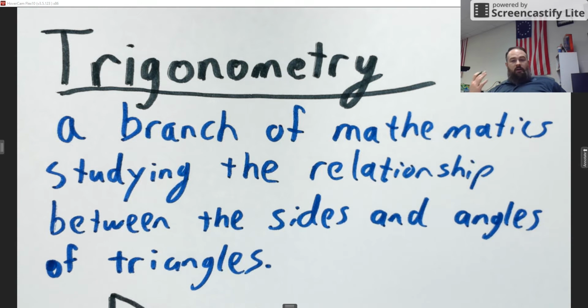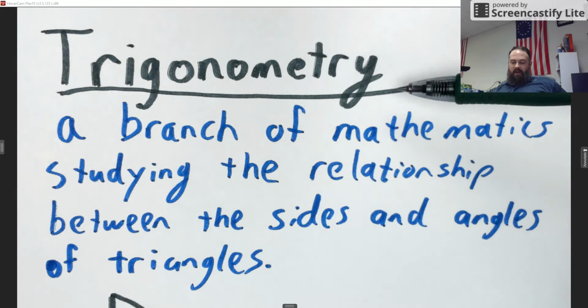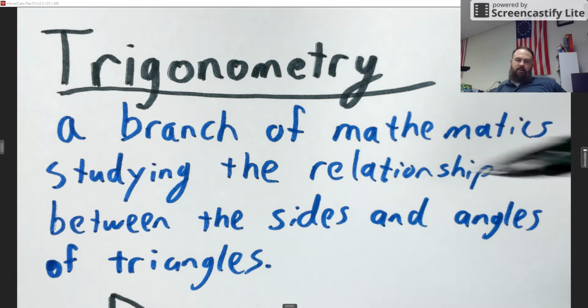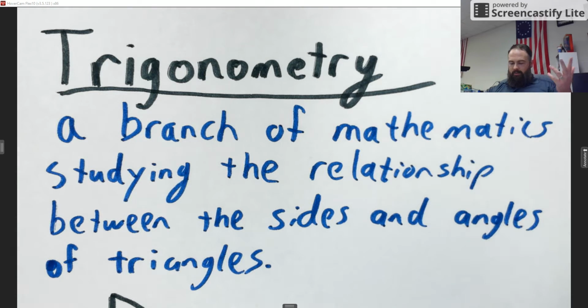So first off, what is trigonometry? Well, trigonometry is a branch of mathematics studying the relationship between the sides and angles of triangles. Now, that's a whole bunch of gobbledygook. Let's just break it down and see what we got here.